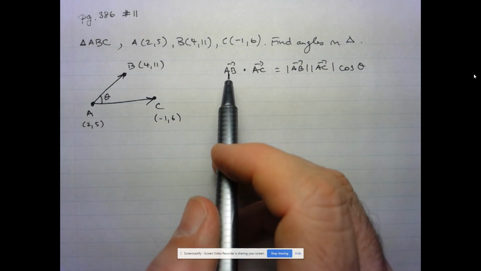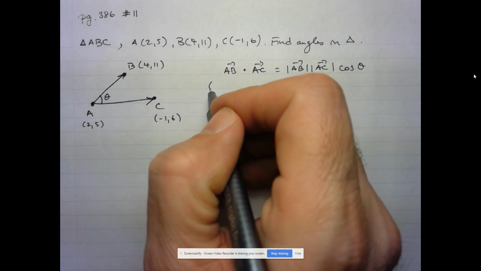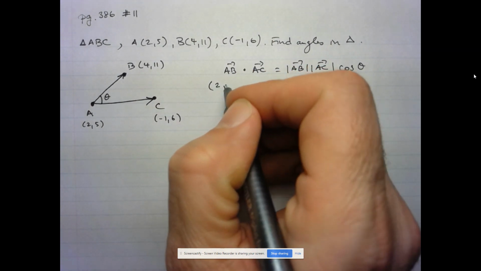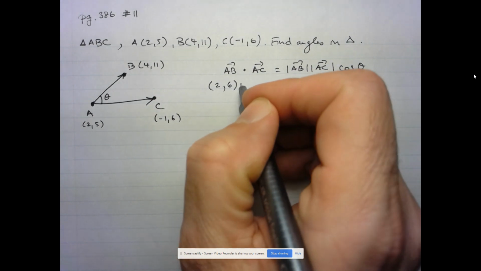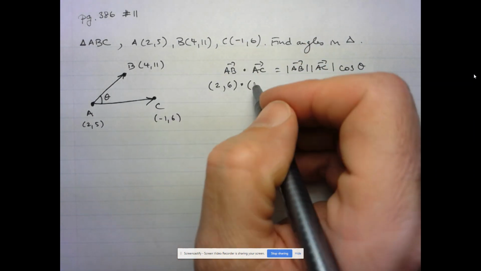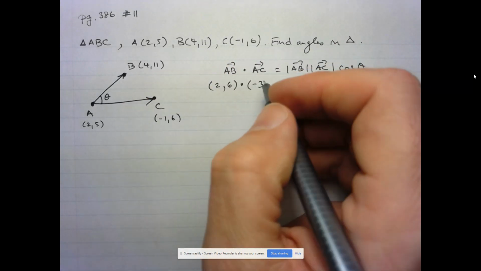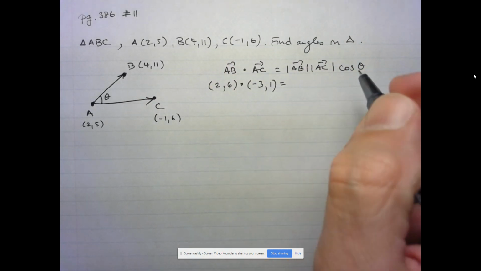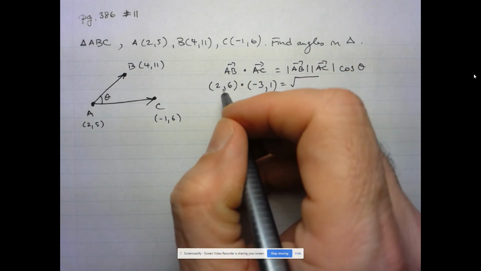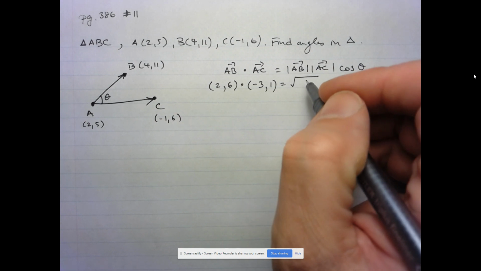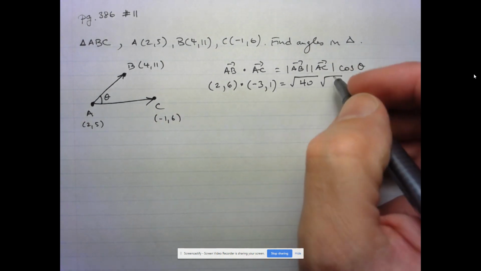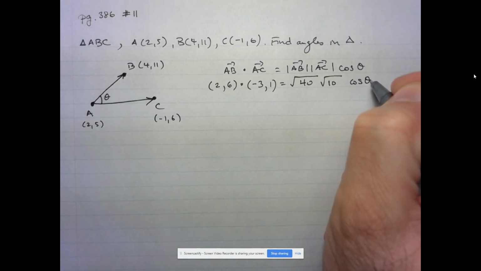On the left-hand side, I'm going to use the algebraic definition. First of all, I have to find AB and AC. For AB, again, second minus first: 4 minus 2 is 2, 11 minus 5 is 6. And AC is going to be negative 1 minus 2 is negative 3, and then 6 minus 5 is 1. The magnitude of AB, I just found it, is 4 plus 36, so that's root 40, times the magnitude of AC, so 9 plus 1 is 10, and then cos theta.